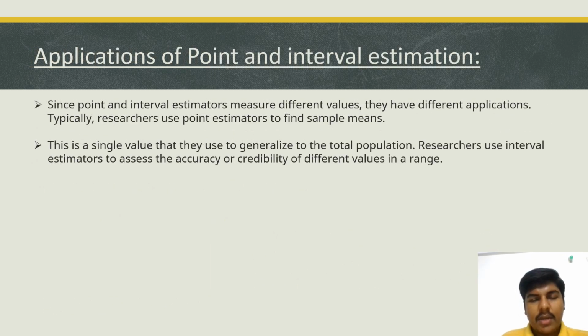Now, since we have seen the concept of point estimation and interval estimation and some problem examples based on it, let us see some applications where this concept is used. Since point and interval estimators measure different values, they have different applications. Typically, researchers use point estimators to find sample means. This is a single value that they use to generalize to the total population. Researchers use interval estimators to assess the accuracy or credibility of different values in a range.